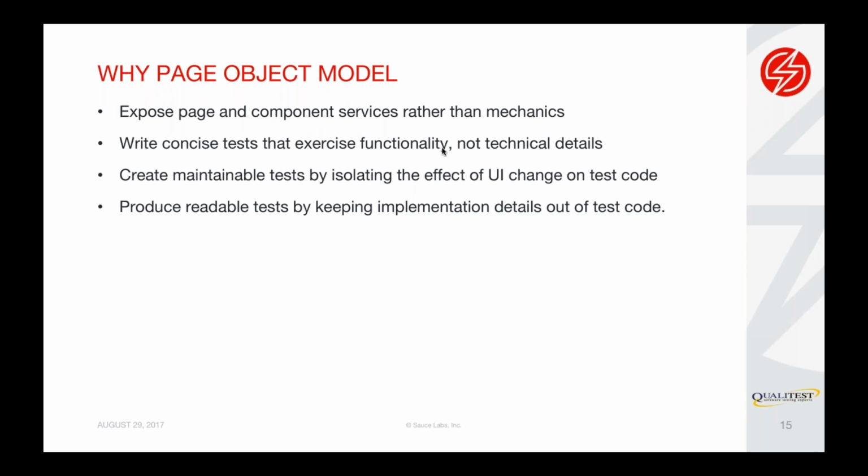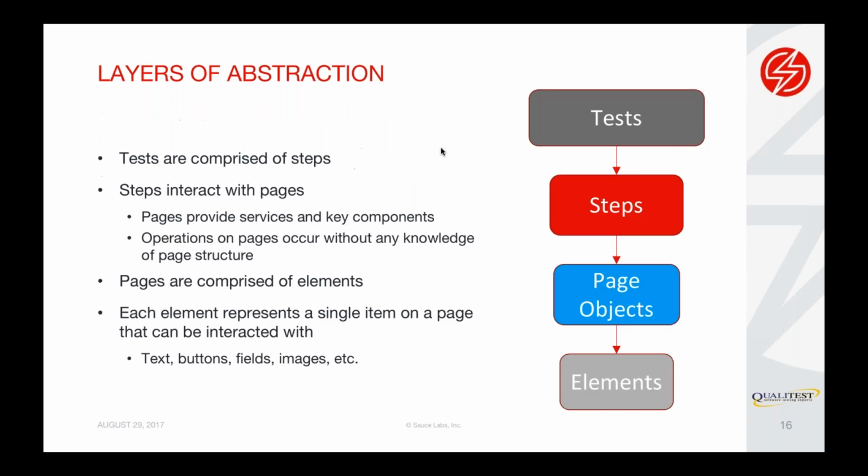This also creates maintainable tests because any changes in the UI only need to be updated in the page object model, and any changes in the test logic need to be updated in the test. It also helps that the test is readable because there are no element identifiers in the test. They are stored in a different class.